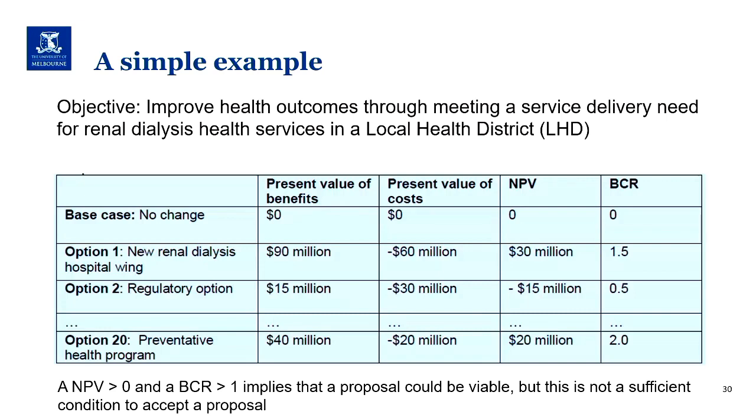So, for instance, option 2, the regulatory option, is going to cost $3 million, and it's going to give benefits estimated at $15 million. So if you're going to have a 15 million difference negative, that means that it is not a good option. You are going to have more cost than benefits, so you don't go for that option.